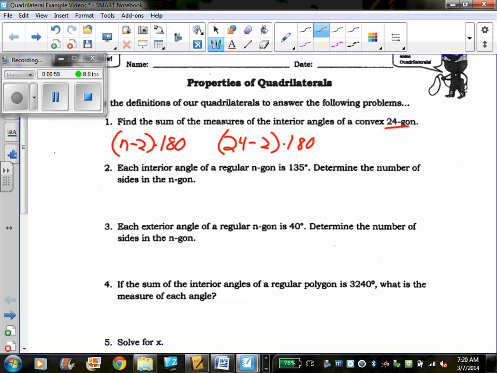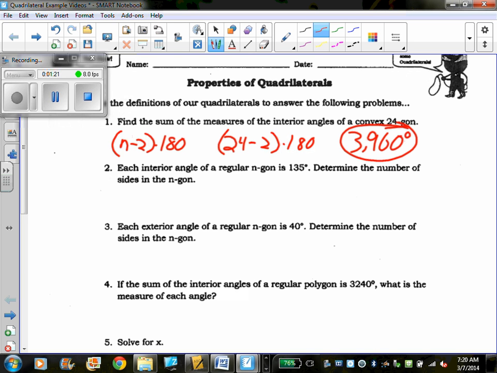24 minus 2 is 22. And 22 times 180, calculator comes in handy here, is 3,960 degrees. So that means that all of the angles added up together in that 24-gon will add up to 3,960 degrees. One example done.